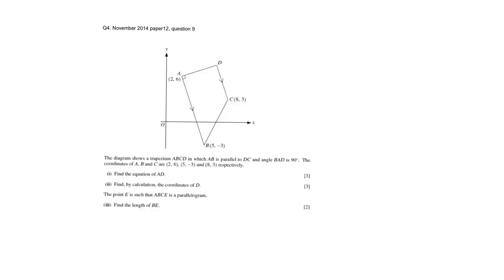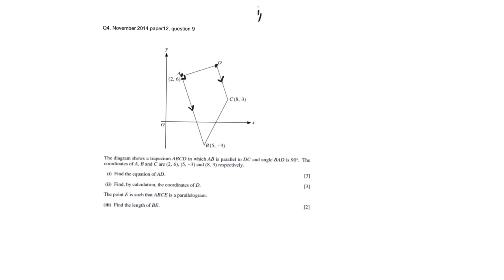In this question, a trapezium has been given to you, and line AB is parallel to DC. So we know that parallel lines have the same gradient. And angle BAD is 90 degrees. The coordinates A, B, C are given to you as these. You need to find the equation of AD. For the equation of AD, you would require a gradient of AD and a point. So AD is perpendicular to AB, right?